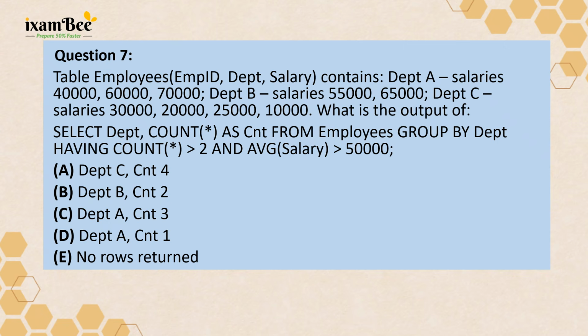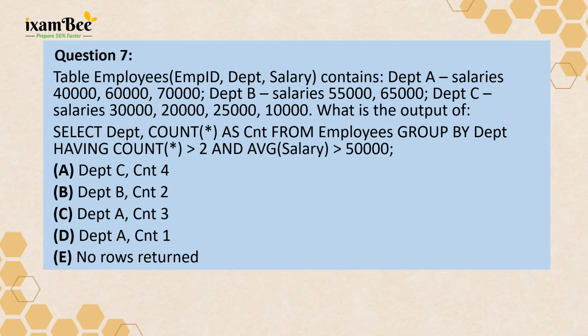Now for the table employees with employee ID, department, salary that contains Department A salaries as 40,000, 60,000 and 70,000, Department B salaries as 55,000, 65,000 and Department C salaries as 30,000, 20,000, 25,000 and 10,000. What is the output of select department, count(*) as CNT from employees group by department having count(*) greater than 2 and average salary greater than 50,000?